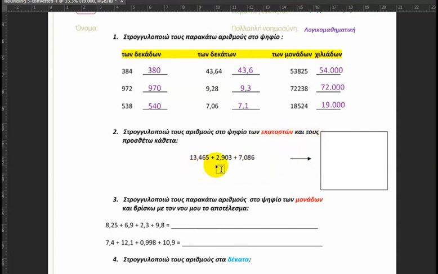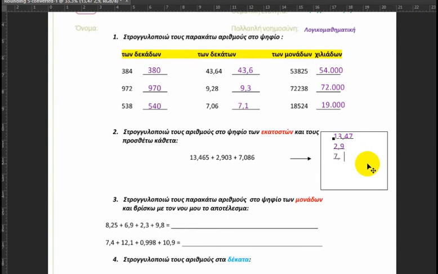We need to round to the hundredths and then add. So 13.465. We're rounding to the hundredths. So 6 has a 5 after it, meaning that it's going to grow by 1. Then 2.903. 0 has a 3 after it, which means that it's going to stay the same. And 3 gets turned to 0, but these zeros I can completely delete.